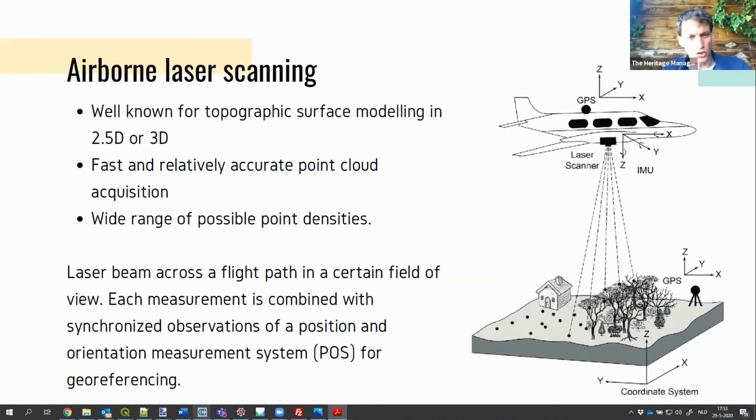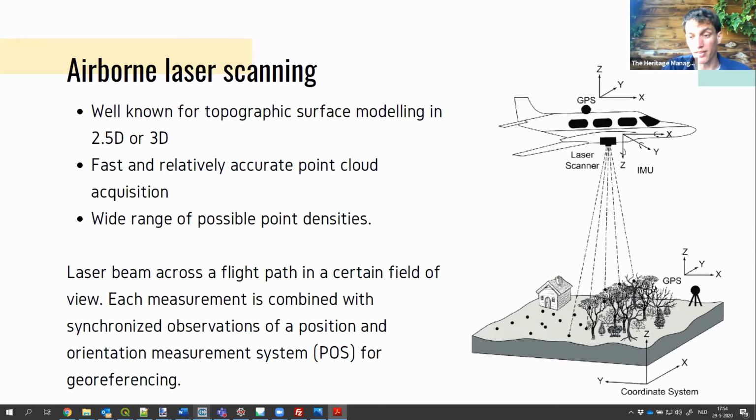And then a little note on airborne laser scanning data acquisition. By the way, we will work with airborne laser scan data very soon, in one of the coming days, and I will also already show you one of the examples of the data that we will be using. Airborne laser scan data is very useful to cover large areas and to measure topographic surfaces in 2.5D or 3D. Fast and relatively accurate.